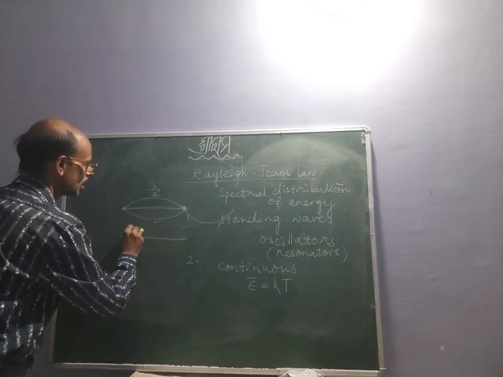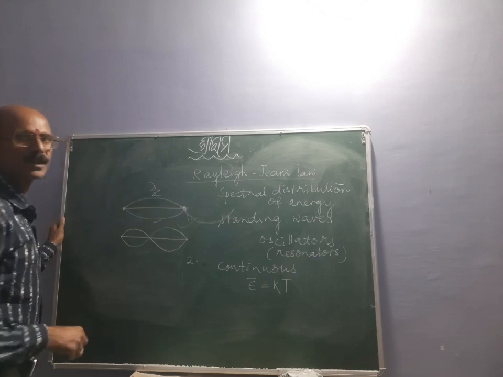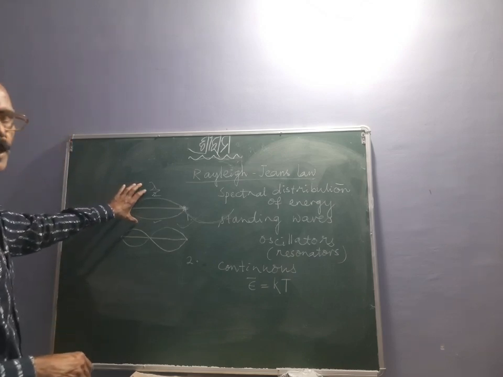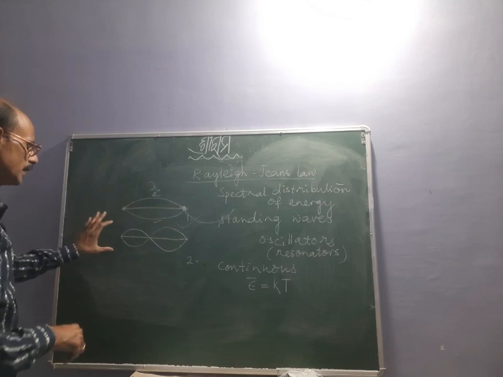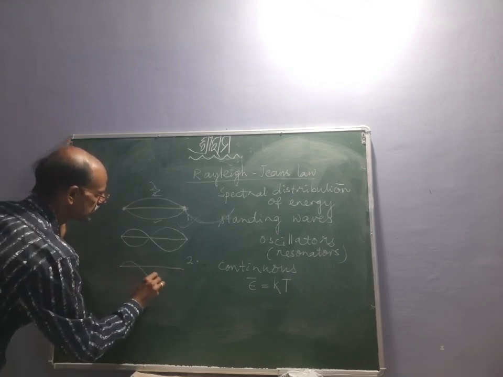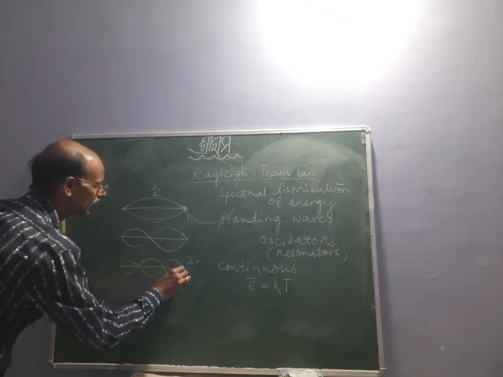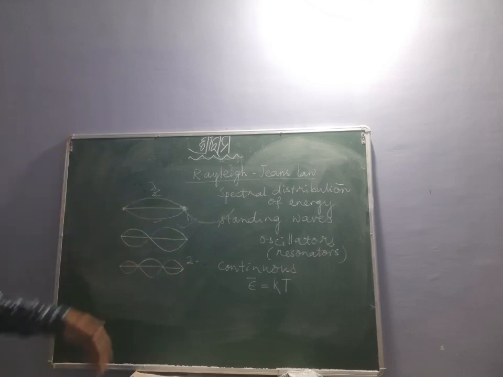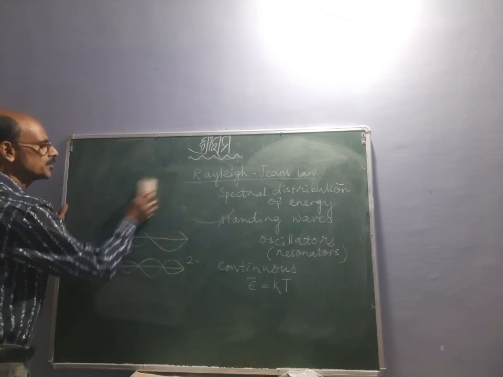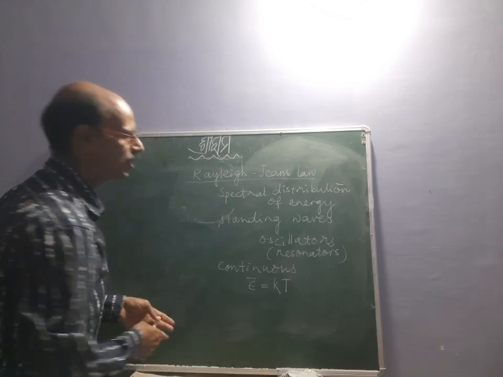Then it can be like this also. This is the fundamental mode of oscillation. Then another mode, it can also be like this. So these are different modes of oscillations. So for each mode of oscillation, the average energy is kT.